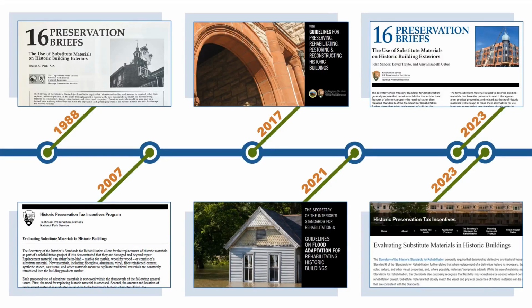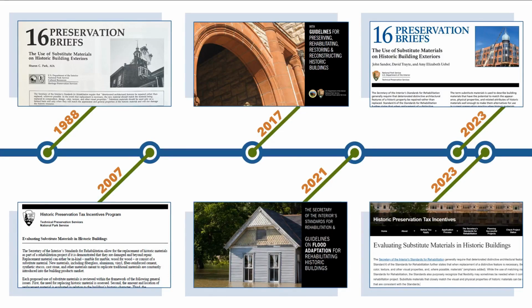In 2007, following recommendations from the National Park System Advisory Board, additional guidance was developed to provide greater clarity to program users and implement program improvements. One of the resulting efforts was the Evaluating Substitute Materials in Historic Buildings guidance, serving as a companion piece to the original 1988 Preservation Brief, using the same general concepts that could be applied to building interiors.